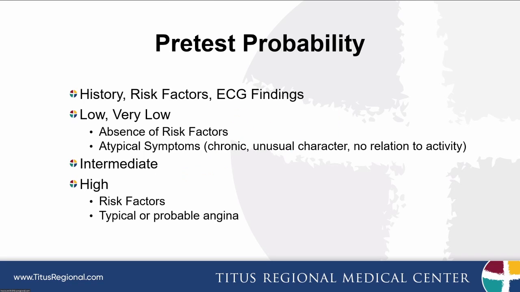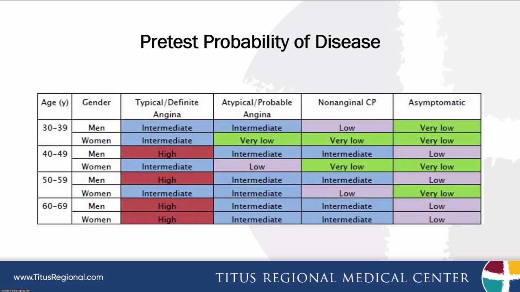So when we think about pre-test probability of a patient having underlying coronary disease, we think about their history, we think about their risk factors, we think about what their EKG looks like, and we can divide people into groups that are at a low or very low risk of coronary disease, that don't have any real risk factors and have little or no symptoms, and a very high risk group which has a great number of risk factors or very typical symptoms of angina. And there's an intermediate group in between that. And if we look at Bayes' theorem, it'll tell us ahead of time we can stratify these patients based on their age, the demographics, the type of symptoms they have into these types of groups.